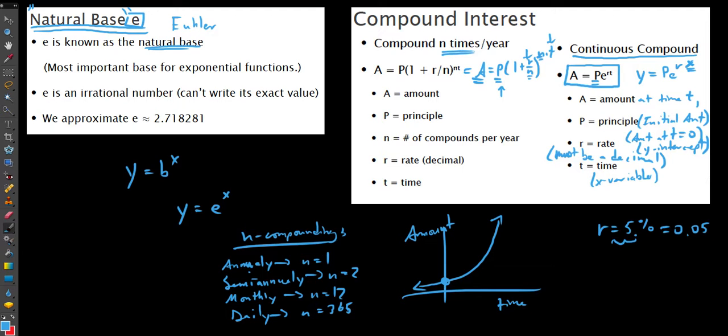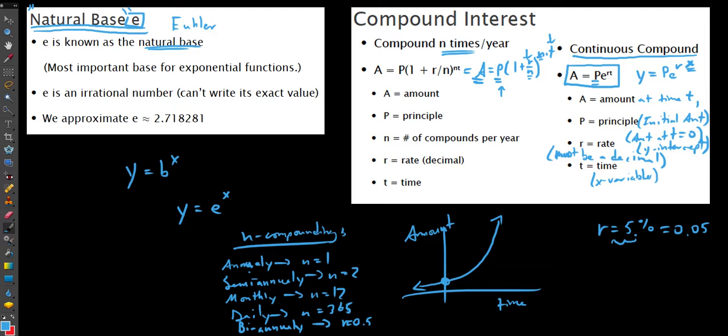So you might hear some weird ones. You might hear like biannually. I'll just throw this one out there just because it's a really weird case. But biannually would mean once every 2 years, which would mean how many times a year? 0.5 times a year, which is crazy. But just know that n represents the number of compoundings per year.